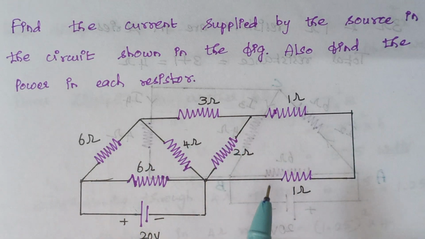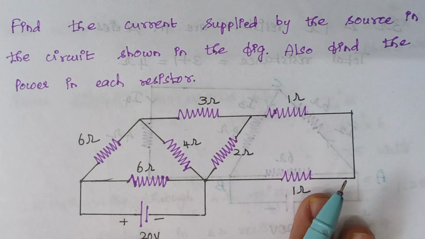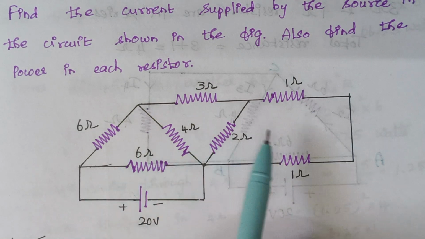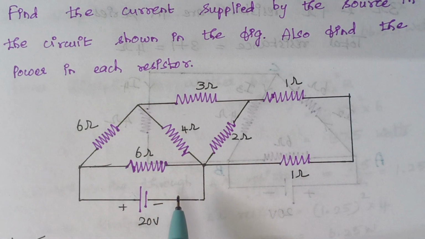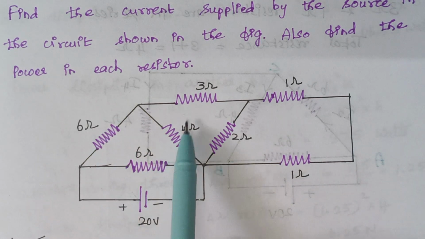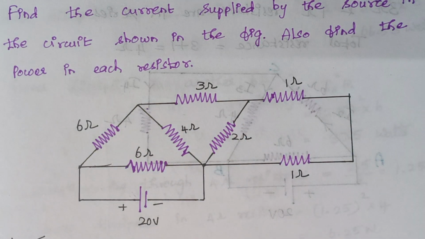In this problem you see we have many resistors which are connected together and there is a supply voltage of 20 volts. We need to calculate the current that flows through the circuit, and apart from that we have to calculate the power dissipated in each resistor. Here in total we have how many resistors? You see 1, 2, 3, 4, 5, 6, 7 resistors in total. So we have to calculate the power dissipated in all these 7 resistors.